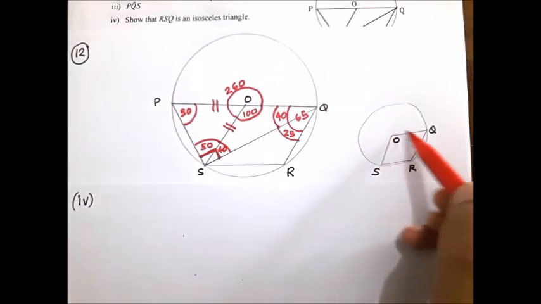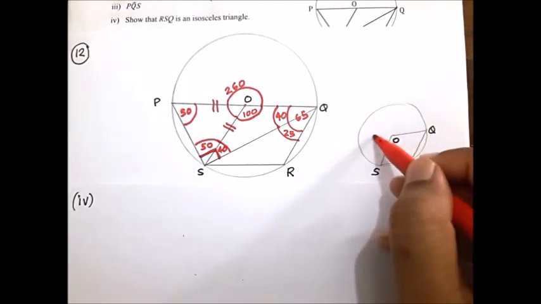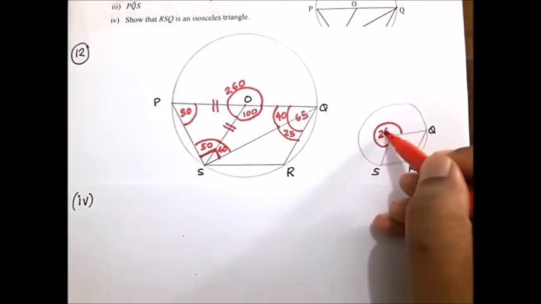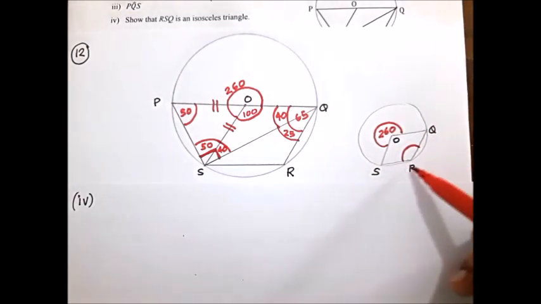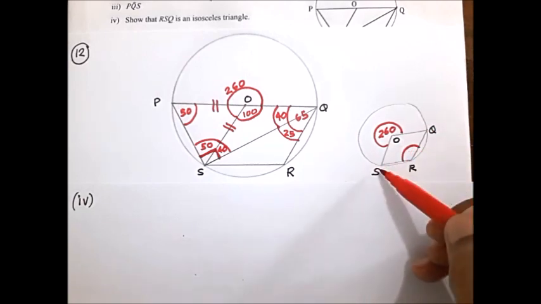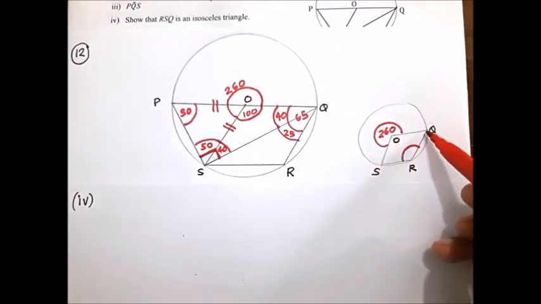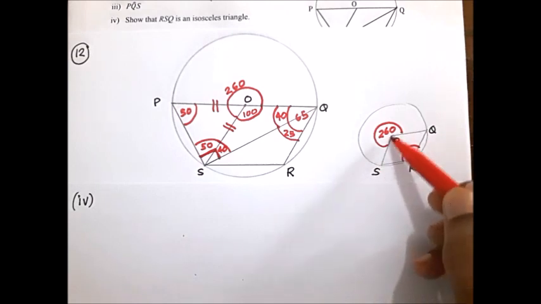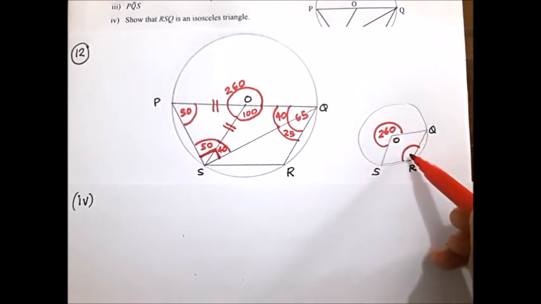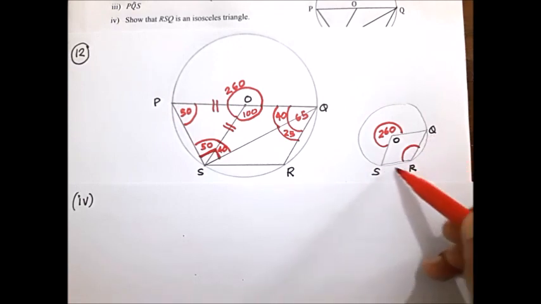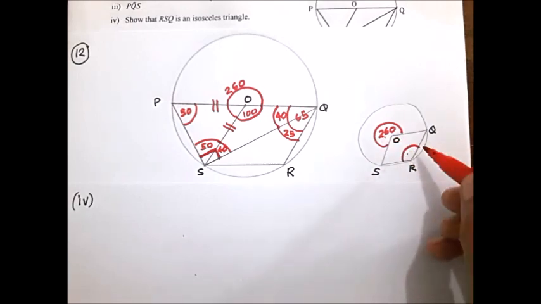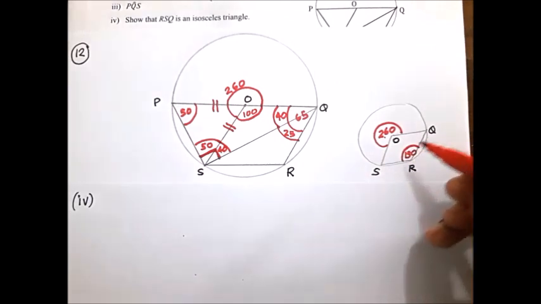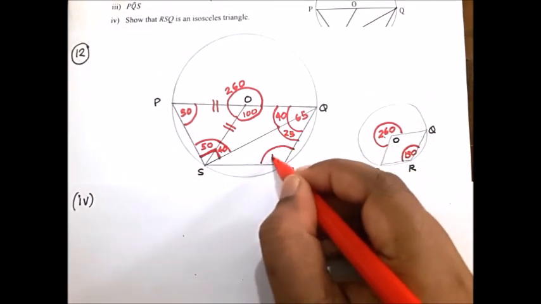I am going to explain this using another diagram. If this angle is 260, what is the magnitude of SRQ? You can use the theorem that angle subtended at the center is twice of the angle subtended at the circle by the same arc. Here angle subtended at the center. This one is angle subtended on the circle. 260 divided by 2. Here 130. This angle is 130 degrees.